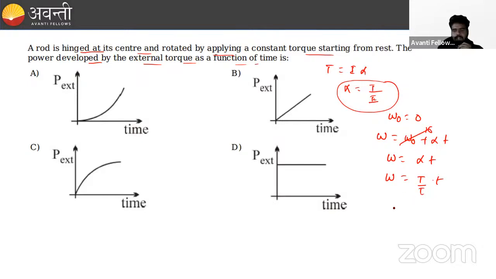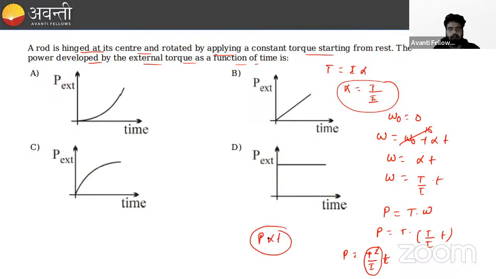So this represents the relationship between omega versus t, which is a straight line, but we have to find out the value of power. What is the power? T into omega. If we put this value here, we get T into T upon I into small t, power equal to T square upon I into t. It is given that T square upon I is constant, so we can say power is directly proportional to time. We can say a straight line graph is the correct answer, but with non-zero slope, because T square upon I is a non-zero value. So we can say option B is the right answer here.